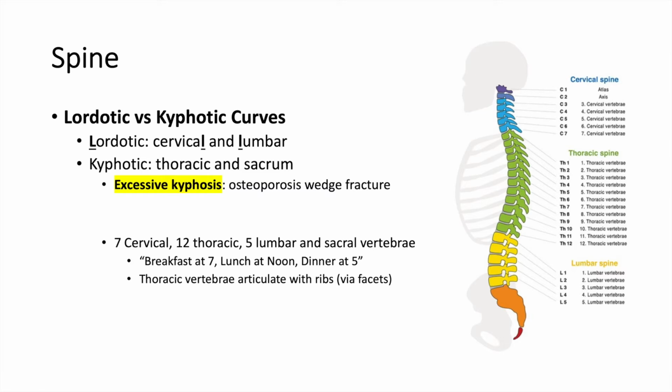Now, my thorax, lumbar, and cervical region, as well as my sacrum, make up my vertebrae. There's 7 cervical, 12 thorax, 5 lumbar, and also 5 sacral vertebrae. So how I can remember this is breakfast at 7, lunch at noon, and dinner at 5. So 7 cervical, 12 thorax, and 5 for lumbar. And the ribs articulate with the thoracic vertebrae via facets.